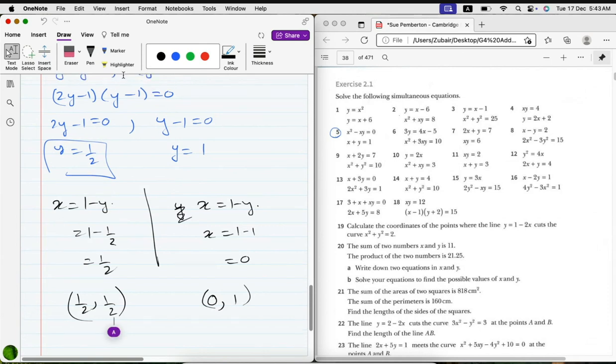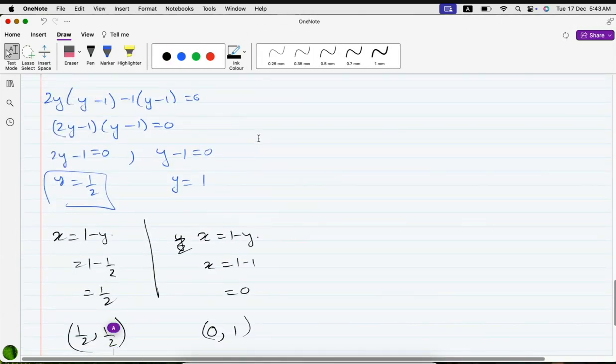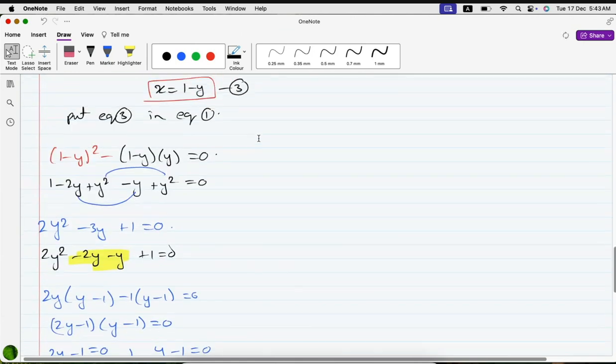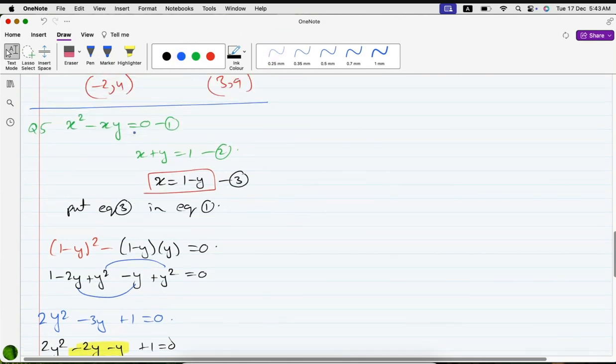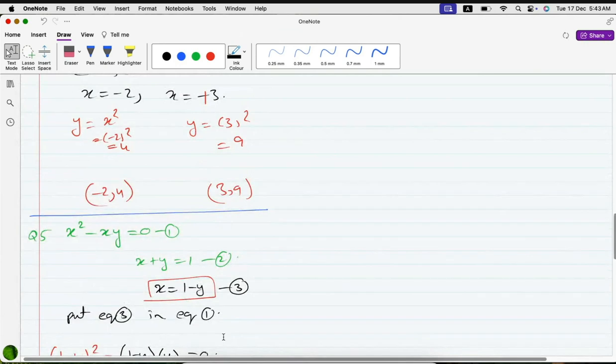And this is complete, but we can always check if the question is correct or not. So 0, 1 and 1 by 2, 1 by 2. In this main equation, I'm substituting x 0, y 1. So when I substitute x 0, this is 0 squared minus 0 into 1. So 0 minus 0 equals 0. It justifies. In the second one, 0 plus 1 equals 1. Justifies in both of them.